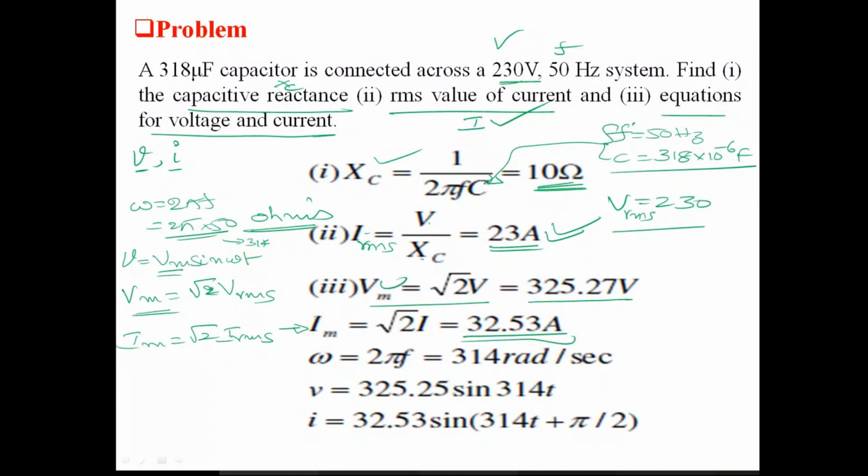Then once you get Vm and Im, V is equal to Vm sin omega t, and I is equal to Im sin(omega t plus pi by 2). So these are the voltage and current expressions in the case of a pure capacitive circuit.